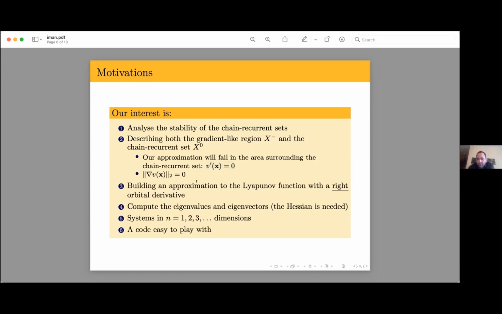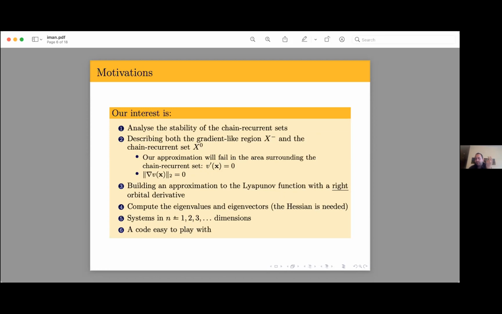Now, we want to construct a complete Lyapunov function with the right orbital derivative. So that's why I talked to you about the iterations. We can reiterate over the values of the orbital derivative, and that enhances the approximation. And we want to compute the eigenvalues and the eigenvectors. That gives a lot of information, for example, to classify orbits and critical points. And to do that, we need to compute the Hessian. So our code computes the eigenvalues, the eigenvectors, and the Hessian.